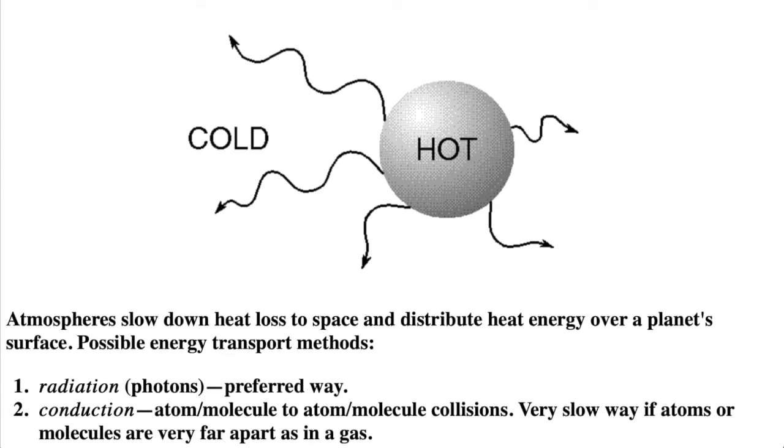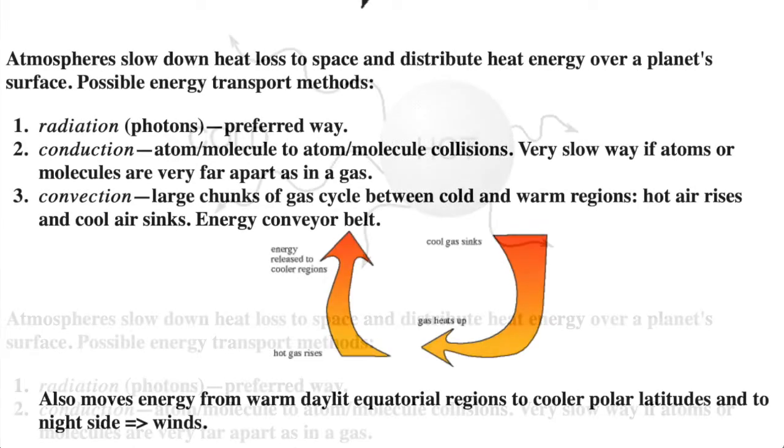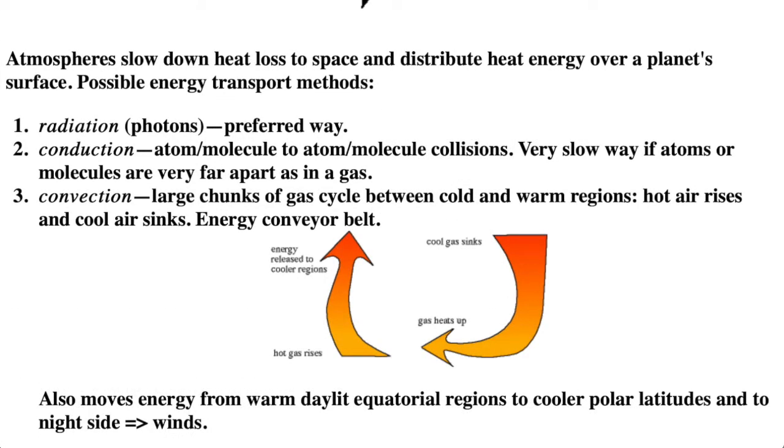There are three ways gases can transfer energy. Number one, radiation. Photons, energy packets, leak outward by scattering off gas particles. Nature prefers this way. Number two, conduction. Fast-moving atoms collide with other atoms, imparting some of their motion to them.